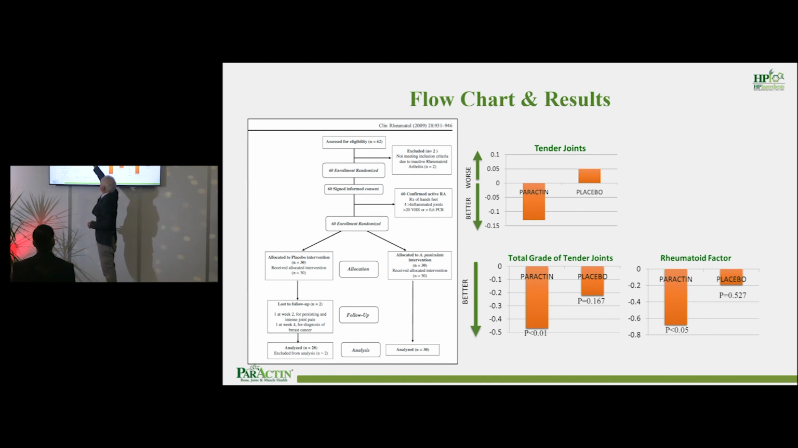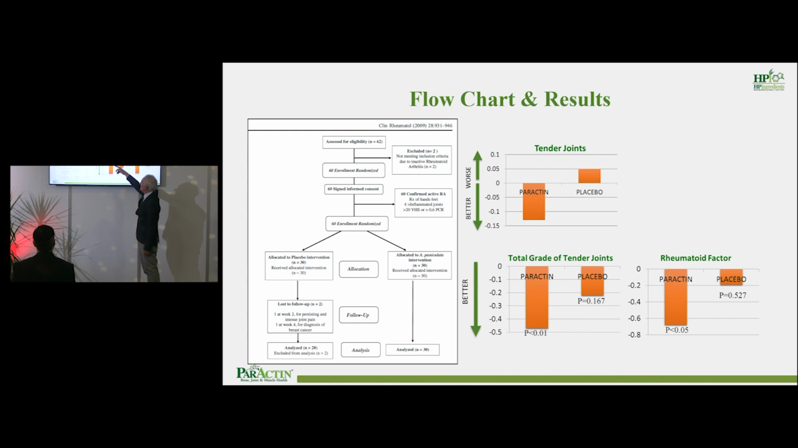These were patients with confirmed active rheumatoid arthritis by X-ray of the hands and feet, who had 4 or more inflamed joints and a CRP higher than 0.6. And we had 30 in the placebo group and 30 in the ParActin group. And here we have the picture showing that the group given ParActin had a much better effect on the relief of tender joints as compared to the placebo.